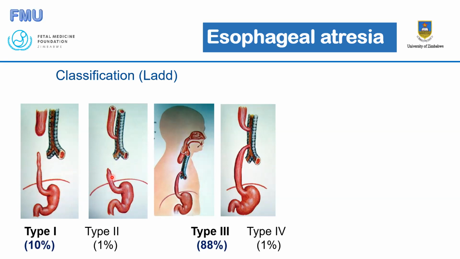This type again, there's totally no communication. The type 2, they are slightly different. We know the esophagus is feeding there, but there's totally nothing in terms of connection with the stomach. So again, for this type, you're not going to see the stomach. Then we have the third type.